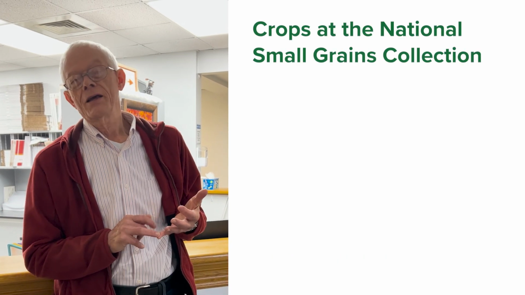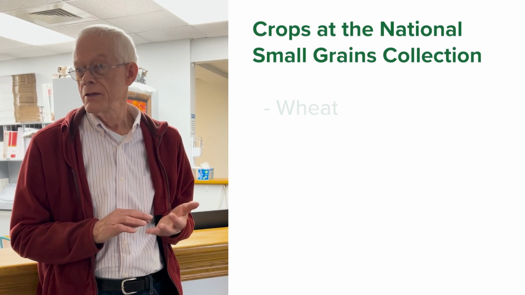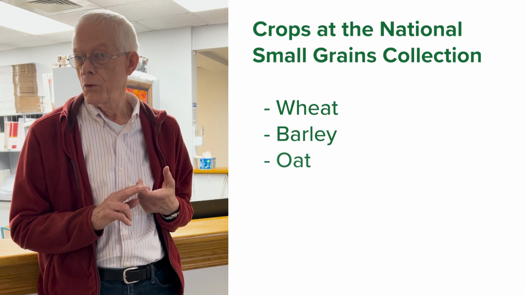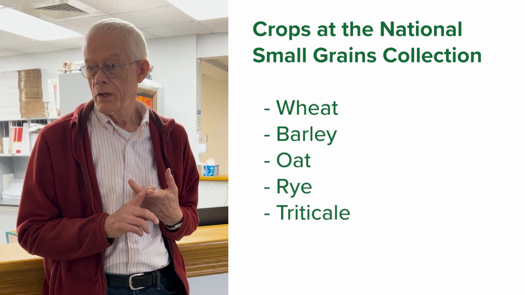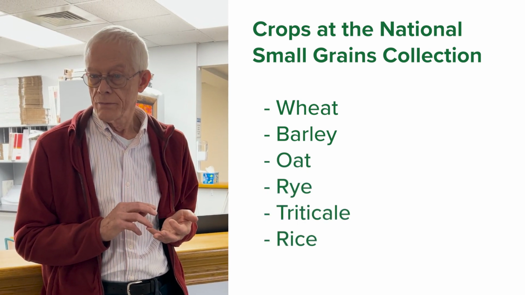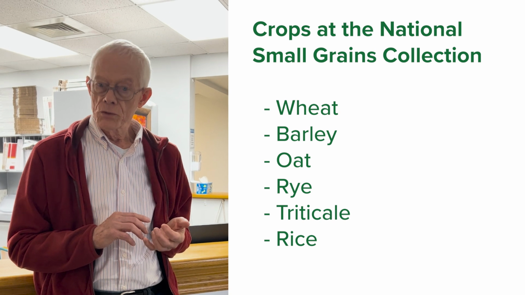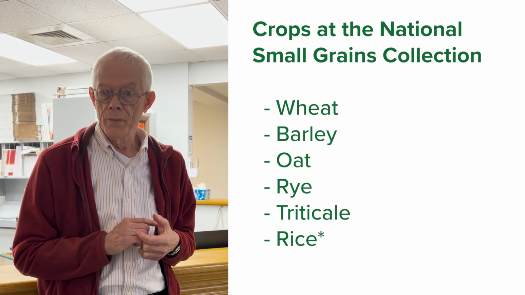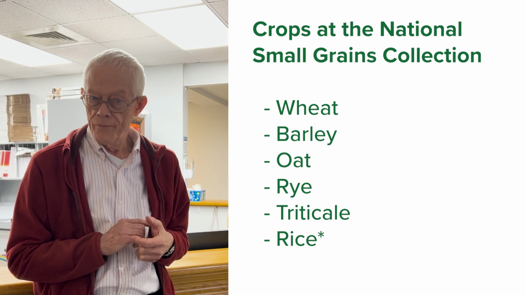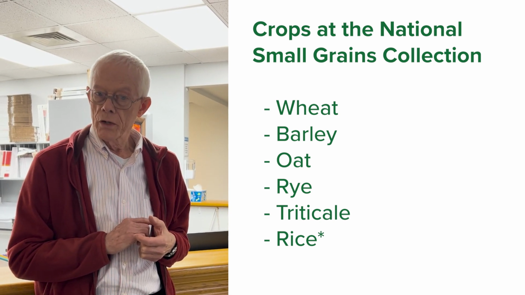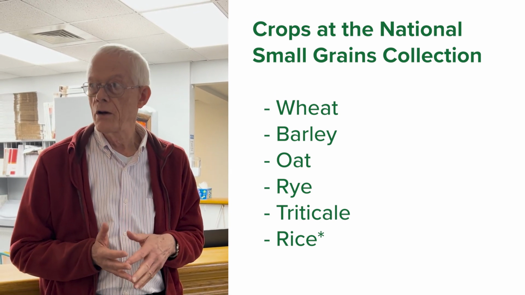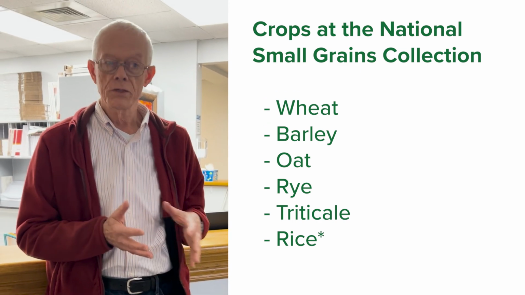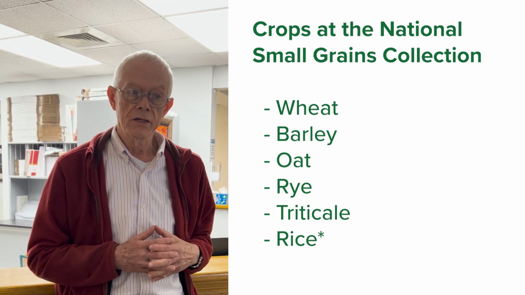Small grains collection is basically, I guess, what USDA calls small grains: wheat, barley, oat, rye, triticale, and rice. So we have those crops. The rice is a bit of an anomaly, but it's a small grain. All of the work is done in Arkansas for that crop, but we store and distribute the rice collection from here.